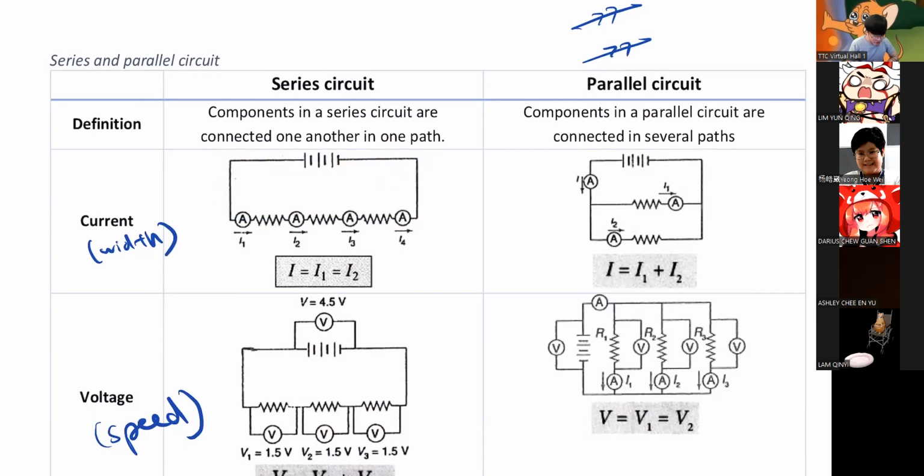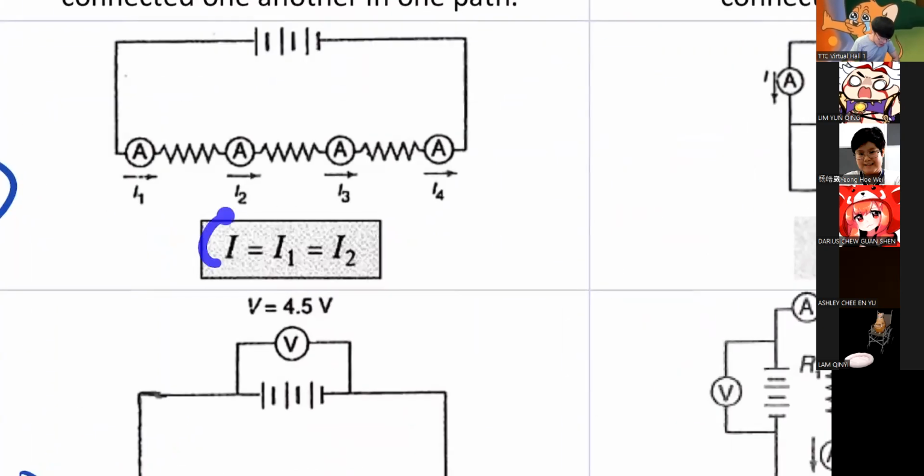Okay, width of the river remains the same. So that means the river is equally wide everywhere. 这整条河流的宽度一样宽，一样宽。So that's why we write this way. I equals to I1 equals to I2. You just write until I2. You want to say equals to I3 equals to I4. Same thing. That means every current is the same.